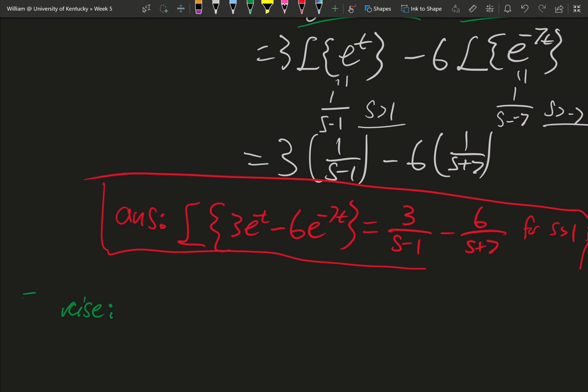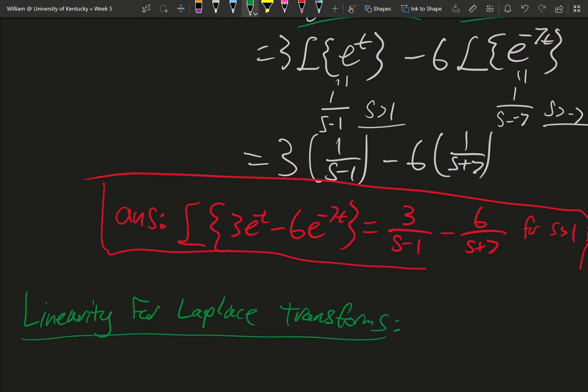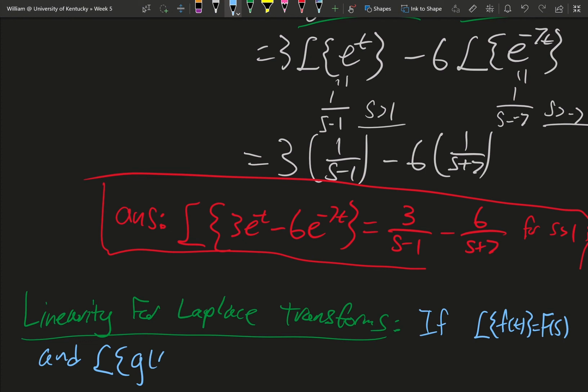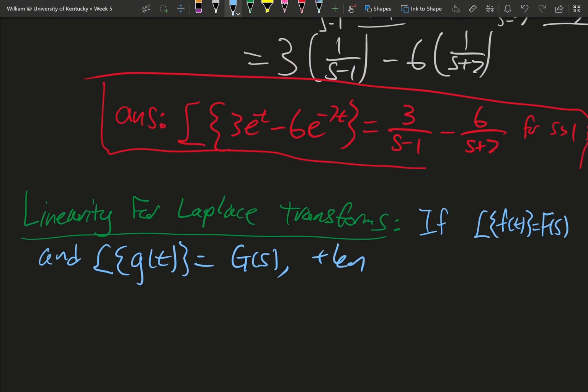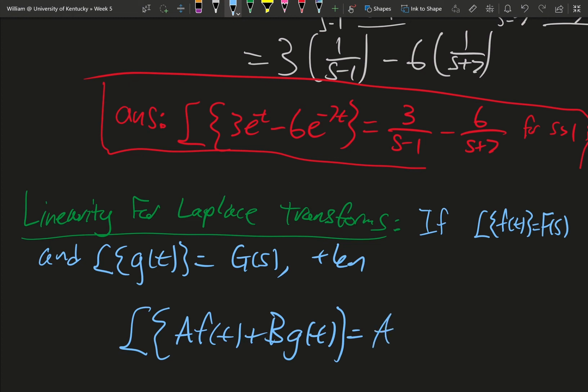Actually, sorry, before I get into the exercise, a property of the Laplace transform, really the linearity property: if I know the Laplace transforms of two things, and a and b are coefficients, then I can compute the Laplace transforms of f and of g, and then just combine those to get the Laplace transform for the sum.